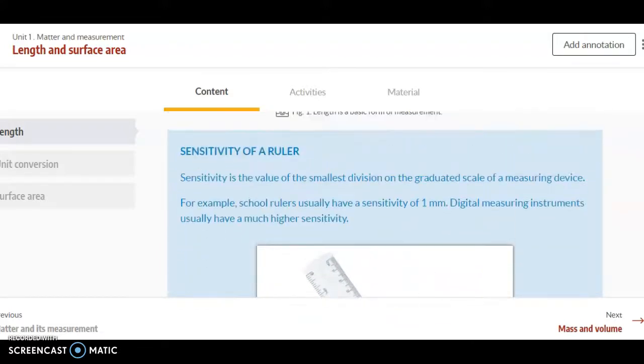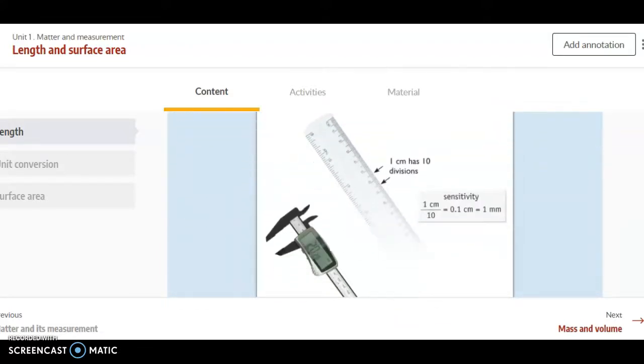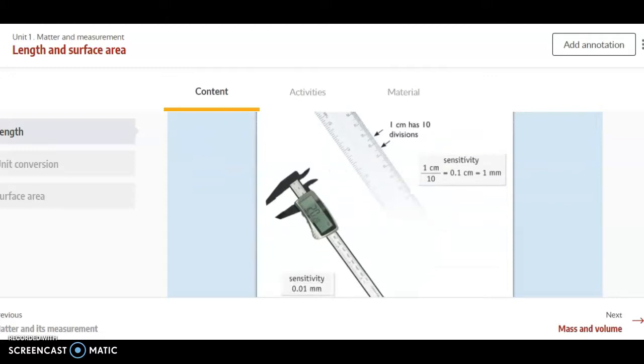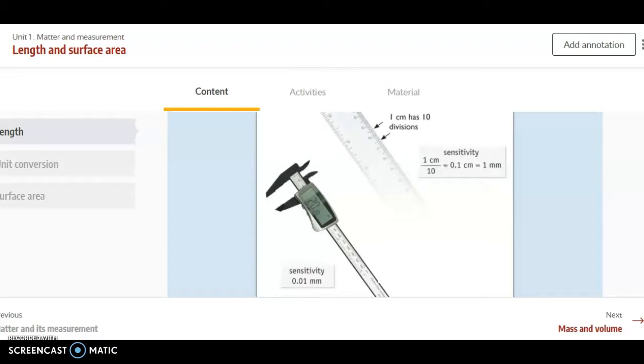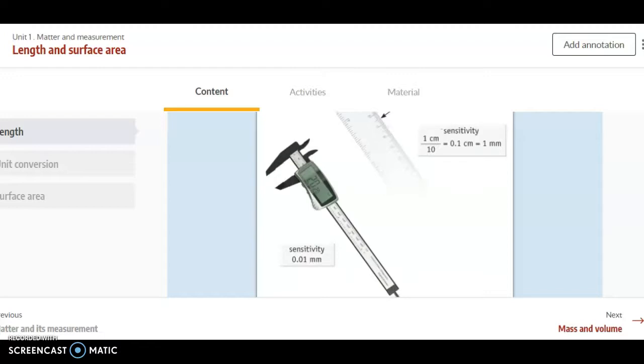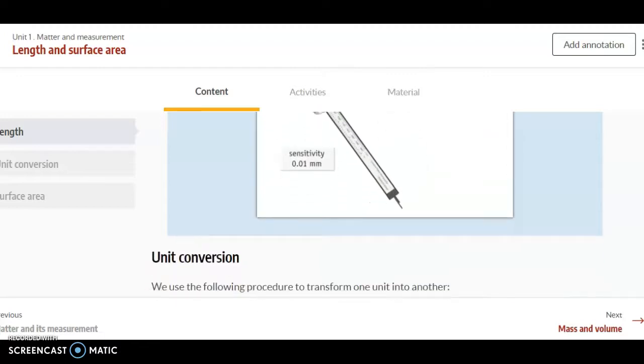You don't have to know anything about the sensitivity of a ruler. It's only for you to know that rulers or measuring gadgets are sometimes very accurate or very sensitive, and others are not so sensitive or so accurate.